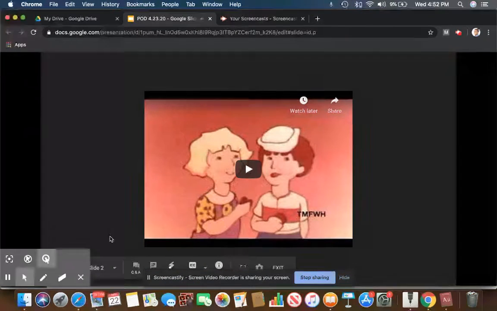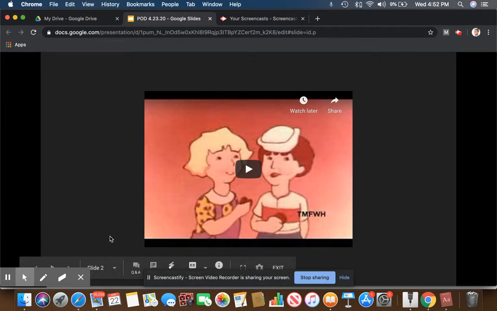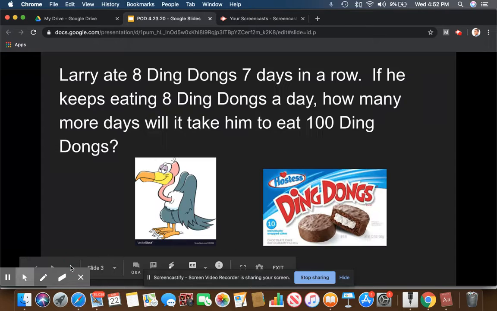Alright, guys. That King Ding Dong's castle looks pretty cool. Not gonna lie, I wouldn't mind floating down a chocolate river to a castle full of chocolate. But let's check out today's problem.